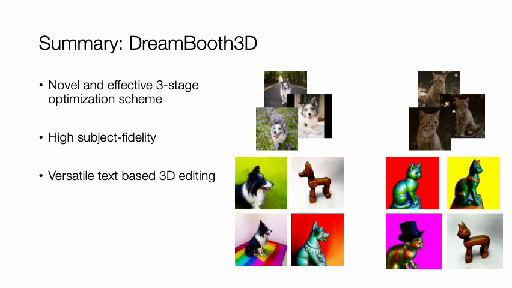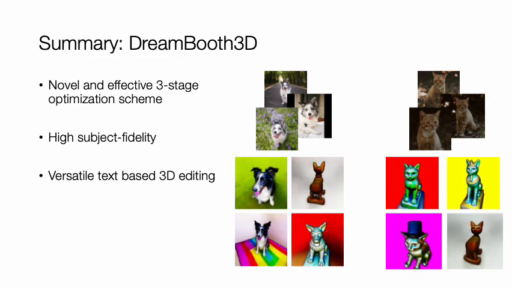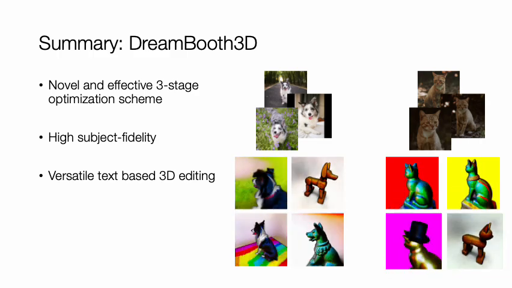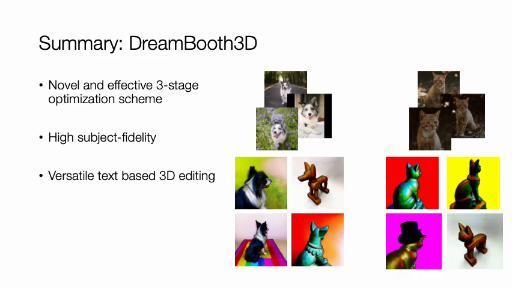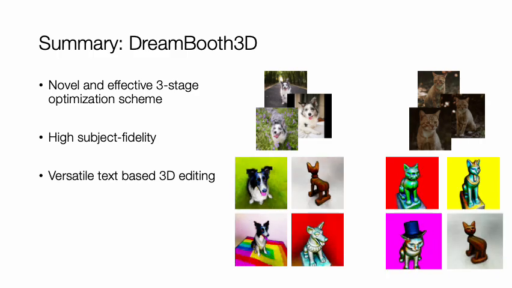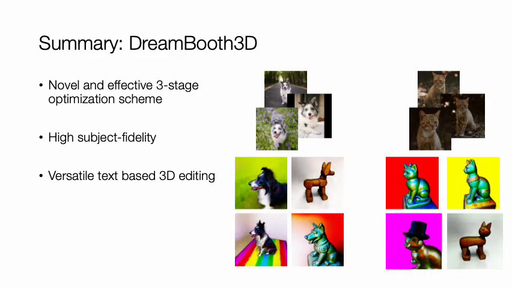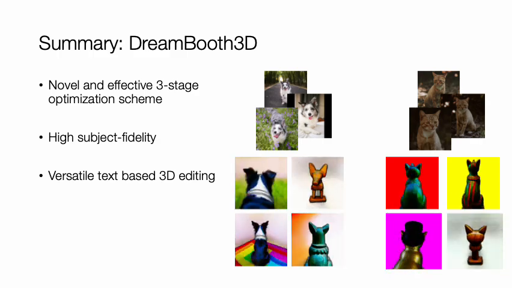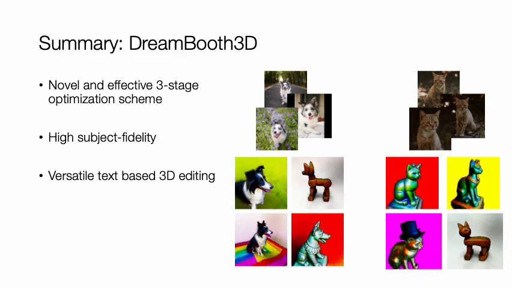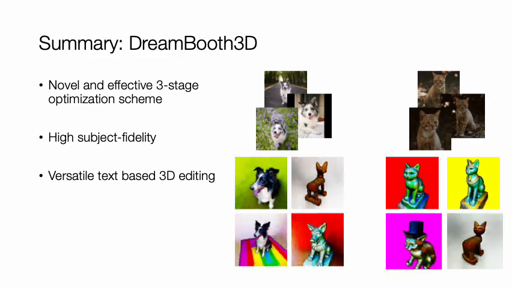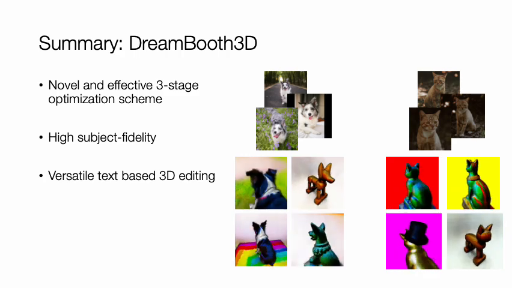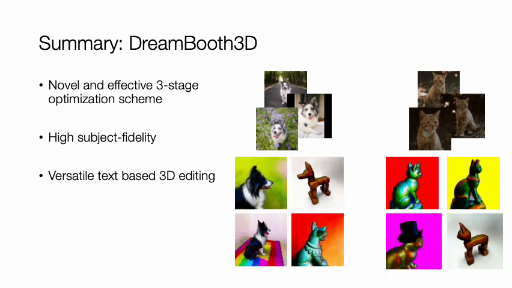To summarize, we present DreamBooth3D, a novel and effective optimization framework for subject-driven text-to-3D generation from a few subject images. DreamBooth3D can generate 3D assets with high subject fidelity in terms of both geometry and appearance. DreamBooth3D also enables several 3D editing applications with simple changes in the text prompt.